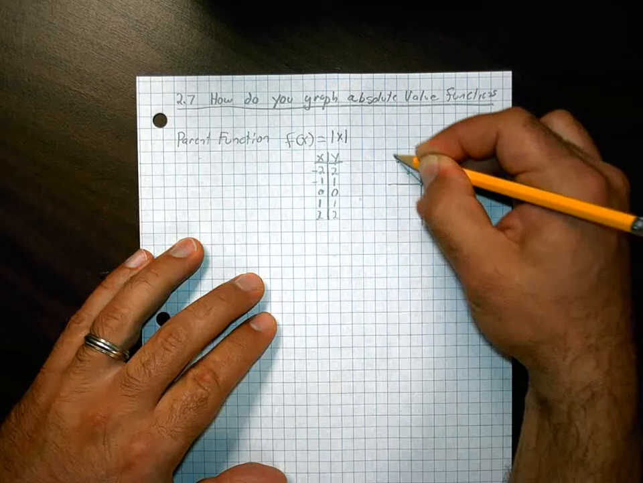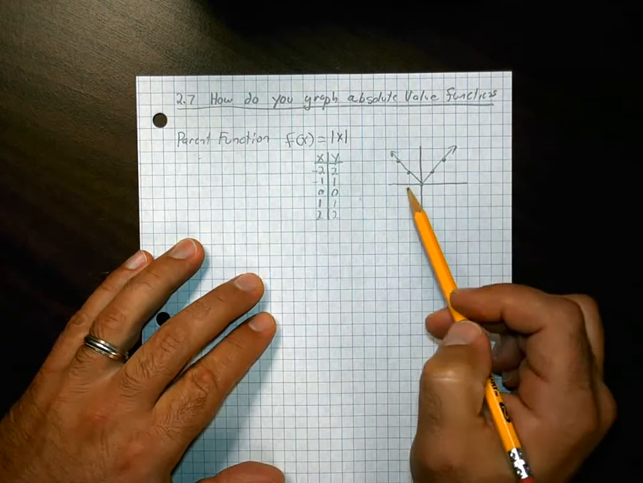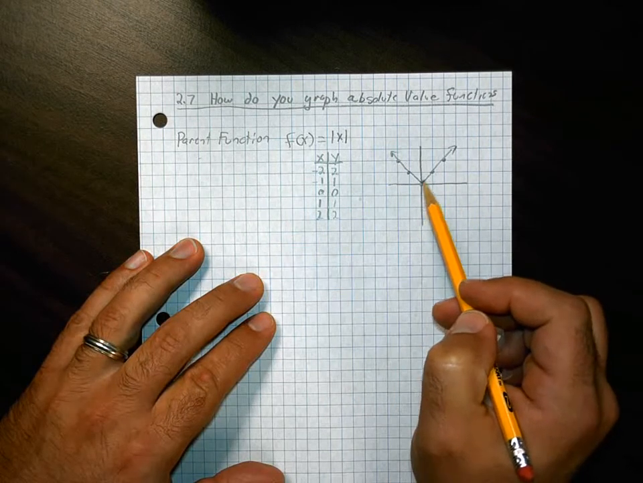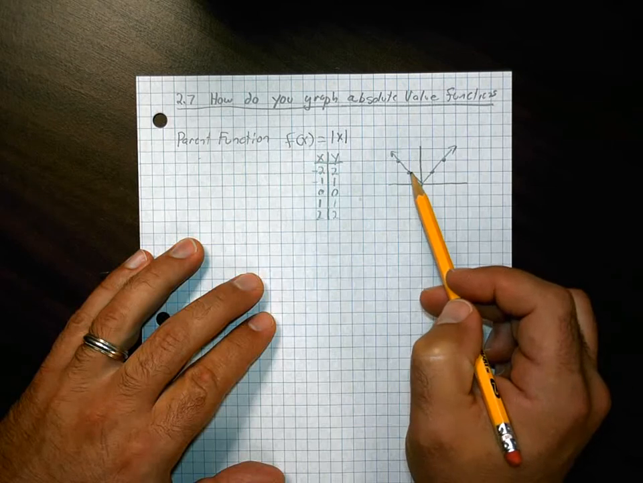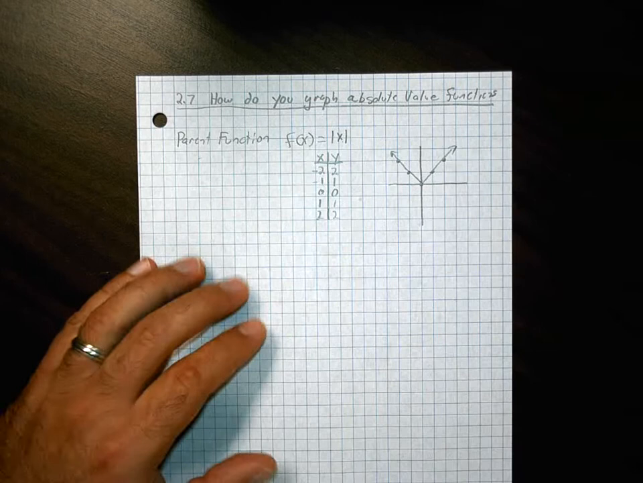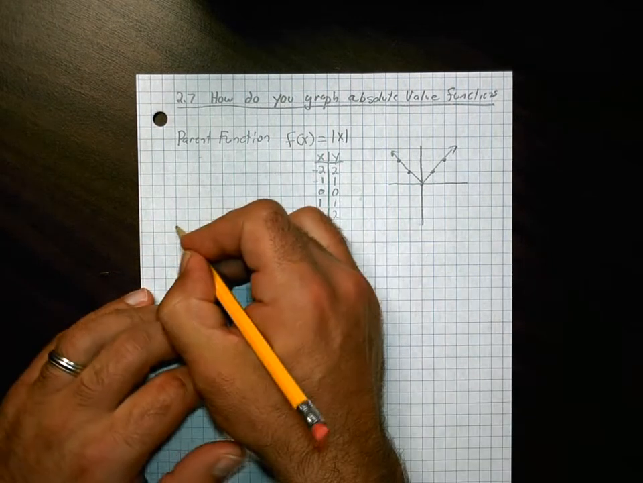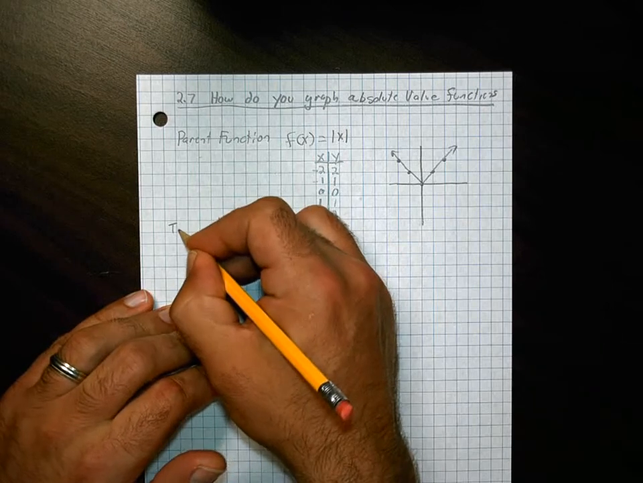Graph looks like this. It's the shape of a V. On the right side, the slope of that is 1, and the slope on the left side is -1. Down 1 over 1. Okay, so we are going to look at what happens when a graph is translated.